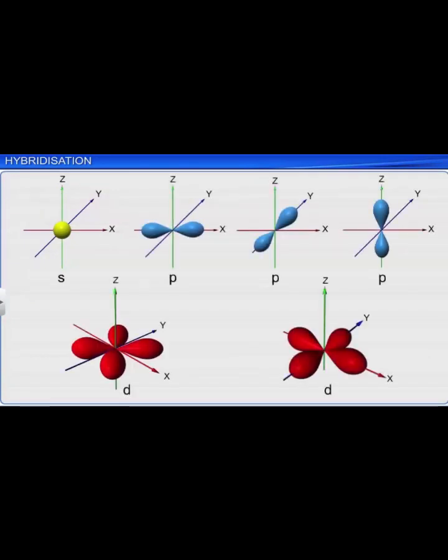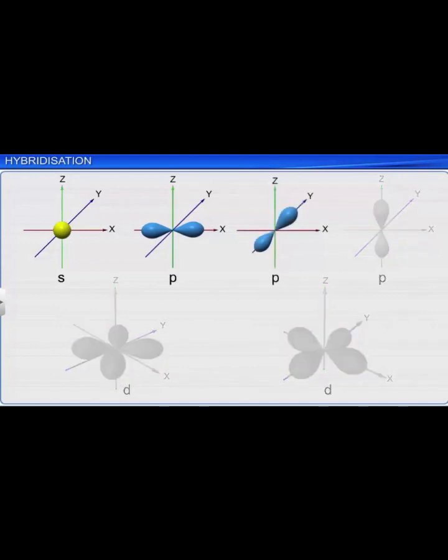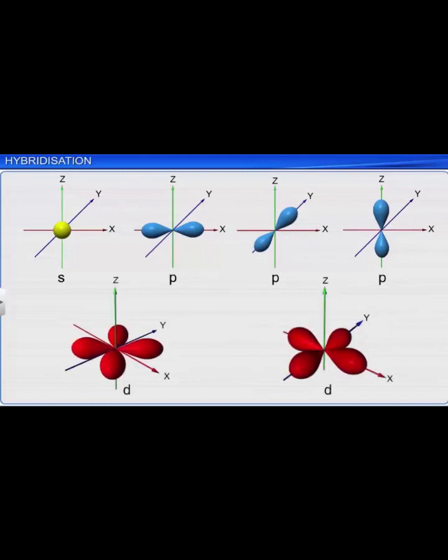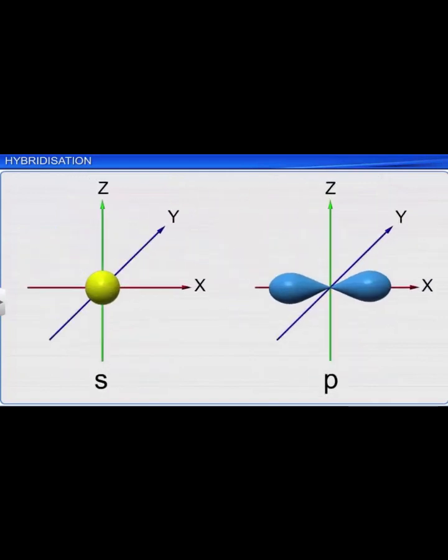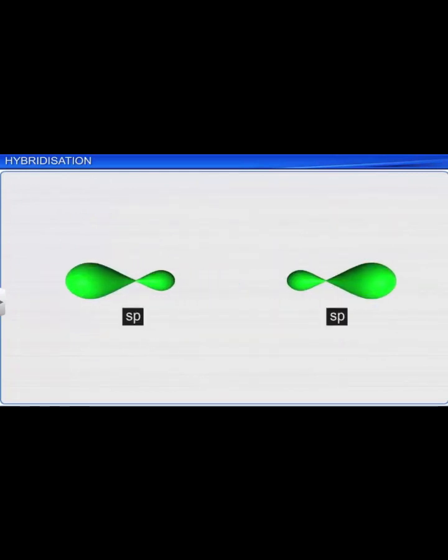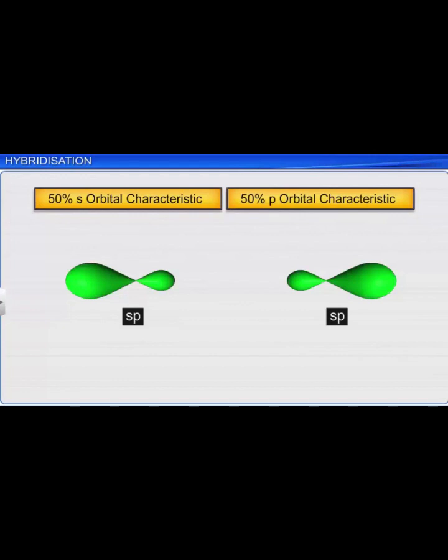Their possible combinations are sp, sp2, sp3, sp3d and sp3d2. Now let's study each combination in detail. In sp hybridization, one s orbital combines with one p orbital to form two equivalent sp hybrid orbitals. The hybrid sp orbital shows 50% characteristics of the s orbital and 50% characteristics of the p orbital.